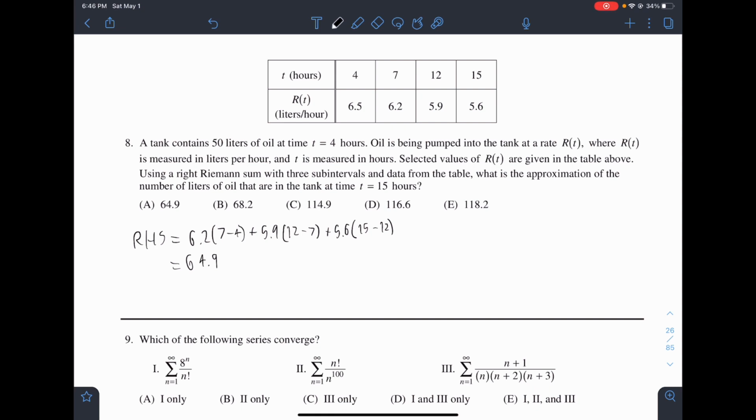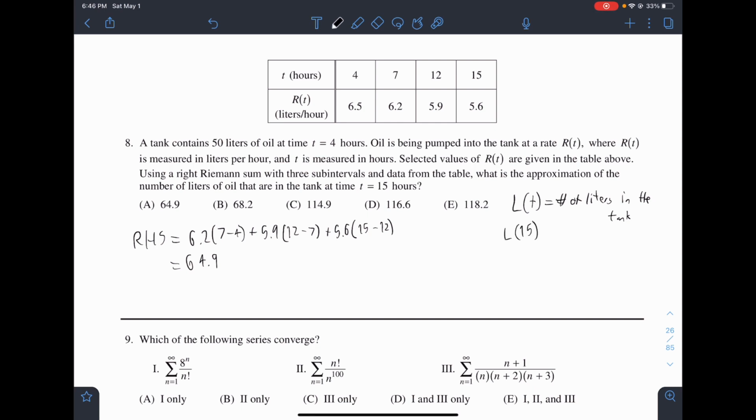So it looks like we should pick A, right? But that's wrong. We're not done. We're trying to find, so let's define a different function. L of t equals the number of liters in the tank. So what we're trying to find is L of 15, the number of liters of oil in the tank at time t equals 15.